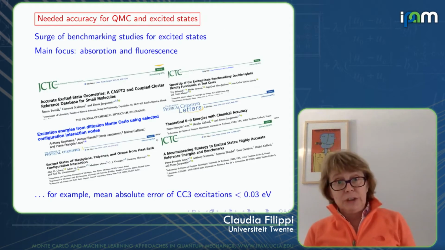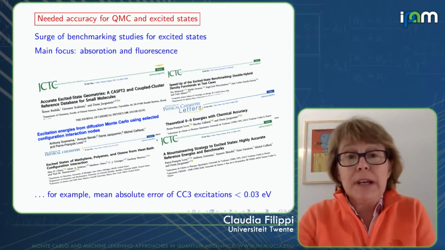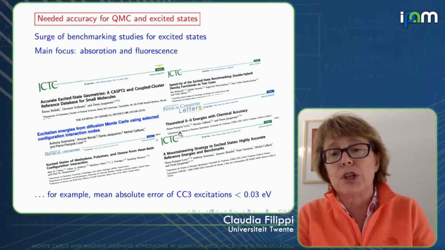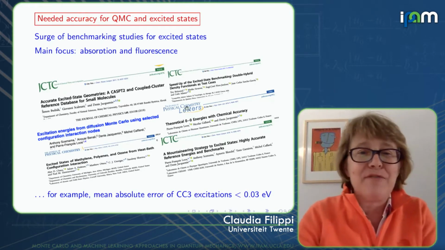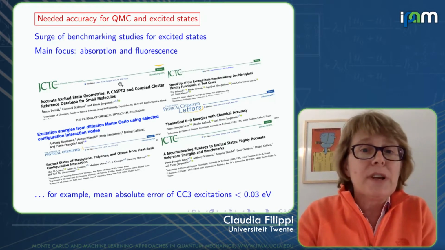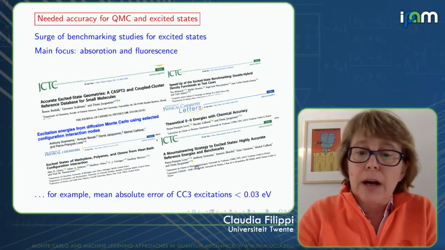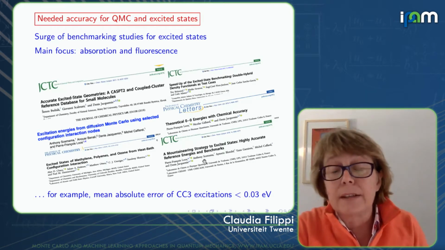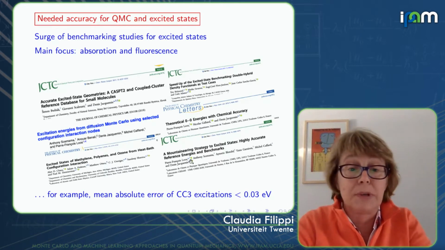Indeed, because of the spread, also in correlated techniques, there have been a lot of studies in recent years to establish reference values, and to establish which technique is best. And so there's a lot of benchmarking, mostly of absorption and fluorescence. A lot of it came out of the labs of Loos, Jacquemin, Anthony Scemama, but also Cyrus did some work, and other people.